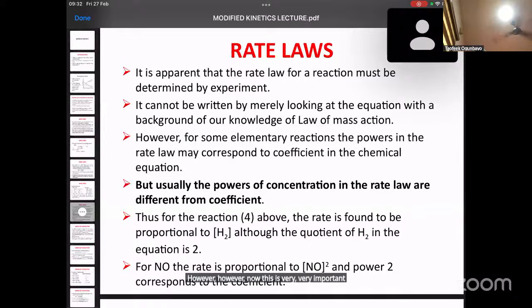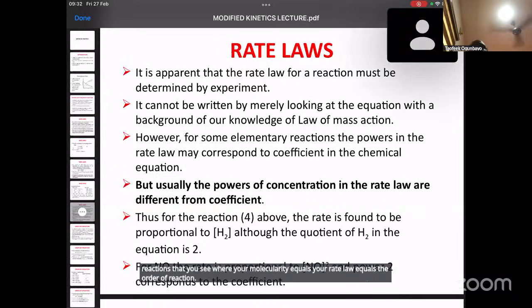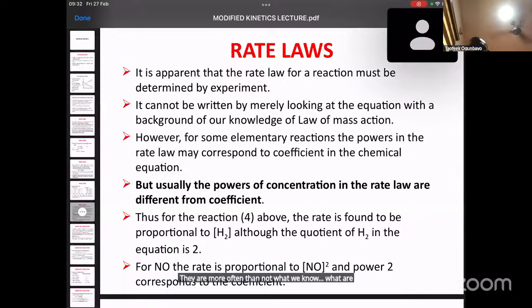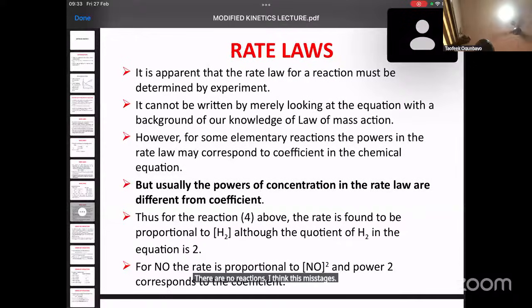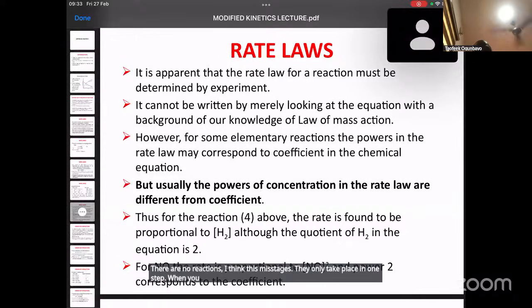Most of those reactions where your molecularity equals your rate law, equals the order of reaction, are more often than not what are known as elementary reactions. Those are reactions that only take place in one step. They are not reactions that take place in stages. When you see your molecularity equal to your order of reaction, more often than not you're dealing with an elementary reaction. And that is why you see what is written there.